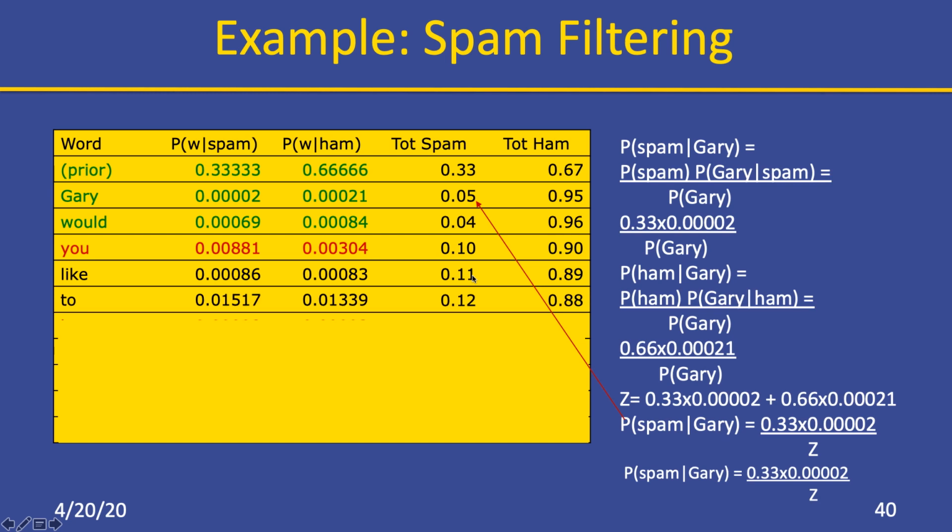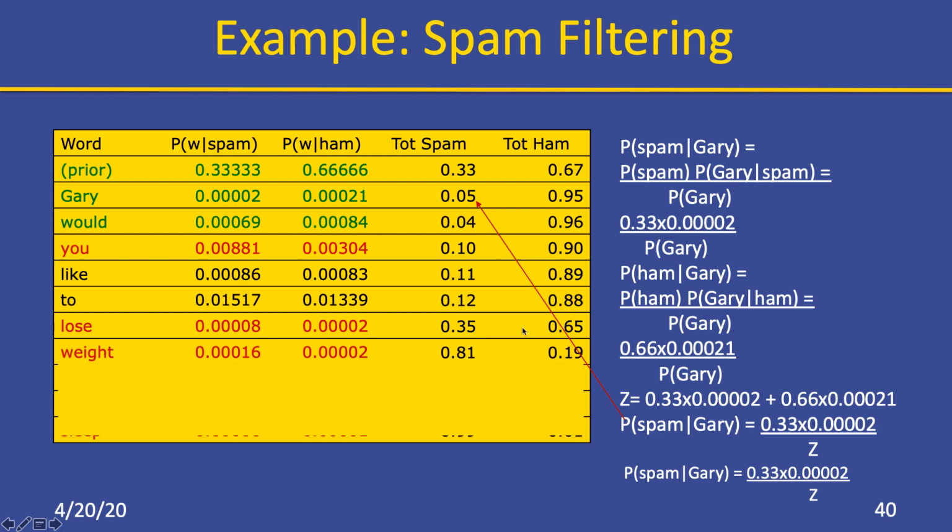Then we have to. No big changes here. These two numbers are similar. Lose. Now lose is 4 times more likely to be found in a spam message. So lose will favor spam. So our probability of spam now is increasing, ham is decreasing. Wait is 8 times more likely to be found in a spam message. So after reading wait, our probability of spam now is up to 81%.